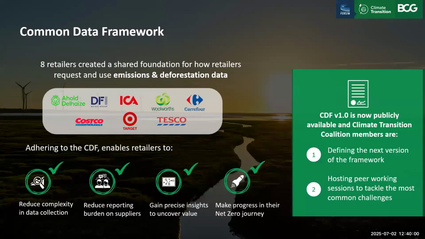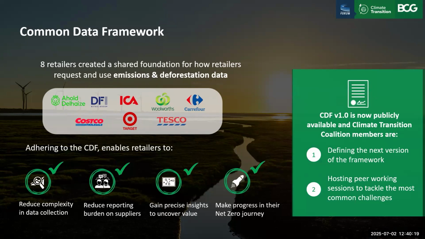Today, the way emissions and deforestation data is collected and reported is fragmented. Retailers often ask for different metrics in varied formats using inconsistent methodologies. This creates significant inefficiencies for suppliers and limits the usefulness of the data collected.